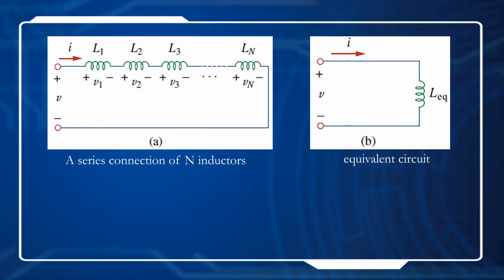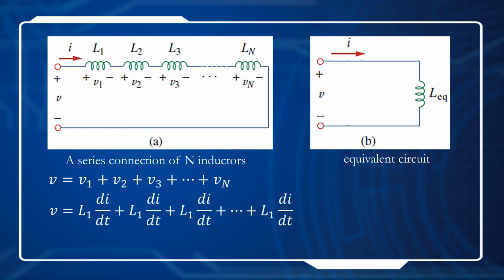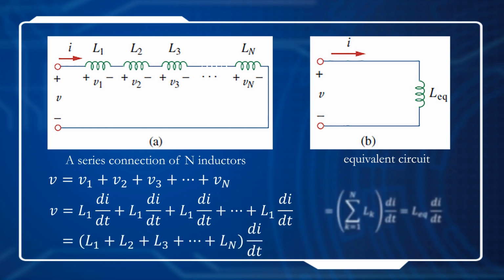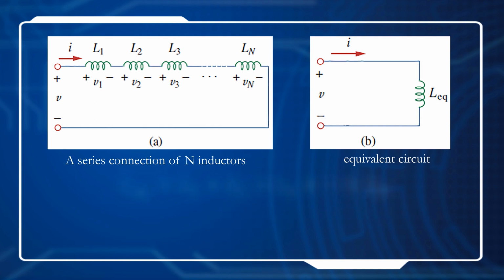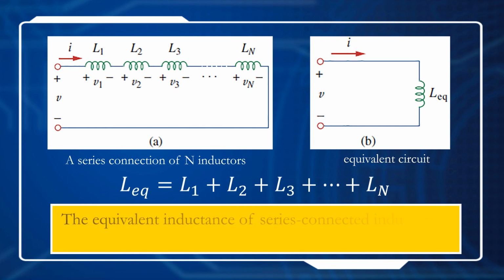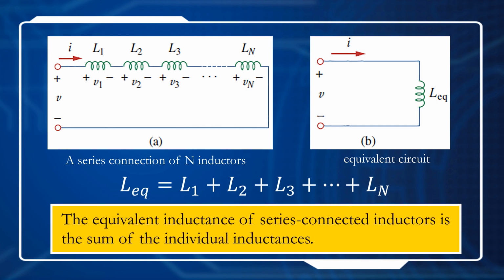Because they are in series, we can use KVL and we get V equals V1 plus V2 plus V3 and so on until Vn. And then we replace V1 to Vn with the current I, because they are in series, so the current through them is the same. And finally we get the equivalent inductance Leq equals L1 plus L2 plus L3 and so on until Ln. So the equivalent inductance of series connected inductors is the sum of the individual inductances.